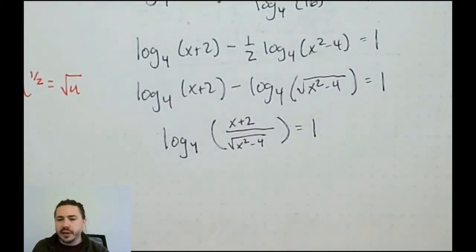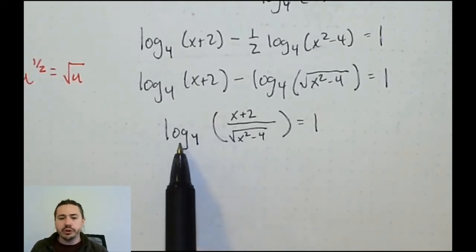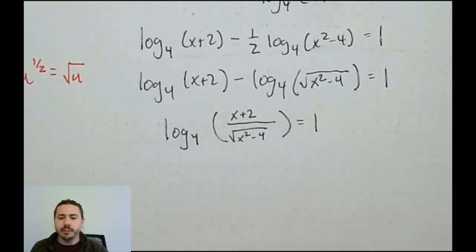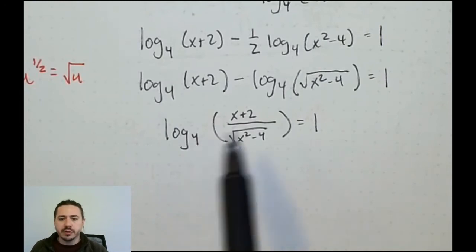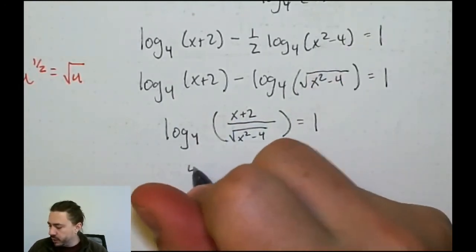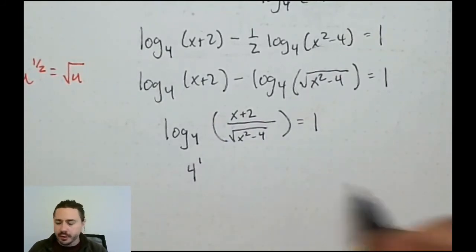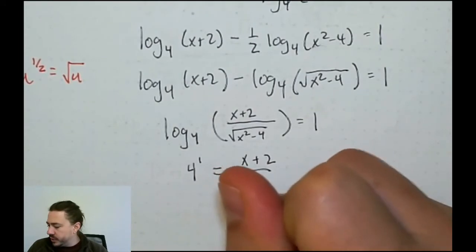Now, remember at the very beginning of this lesson I said that most of these, except for maybe those quadratic ones that we just went over, are going to simplify to a point where you just have a single log on one side, or if you have it on both, you can drop them. But if you just have one, you've got to rewrite it as an exponential equation. So I've got 4 to the first power equals this. Okay, so 4 to the first power, which is just 4, equals (x plus 2) over the square root of x squared minus 4.